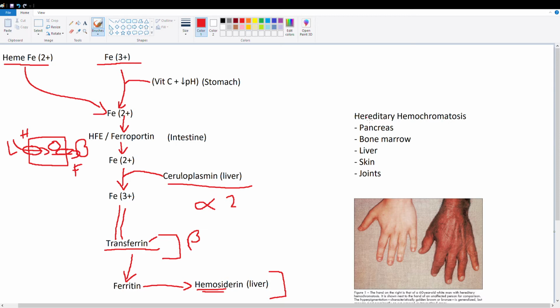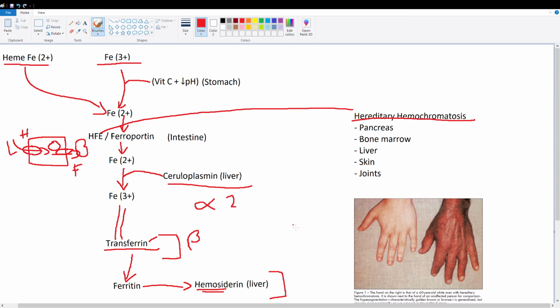So let's get to our clinical correlate. So let's say you have a problem with your HFE. So there's a mutation in the HFE gene, and that makes it super active. So now you absorb way more iron than you should. You have something called hereditary hemochromatosis. And this causes a lot of iron to be transported by transferrin, so transferrin is going to be very saturated, and then you're going to have elevated ferritin and hemosiderin levels in your body, which can be tested for.